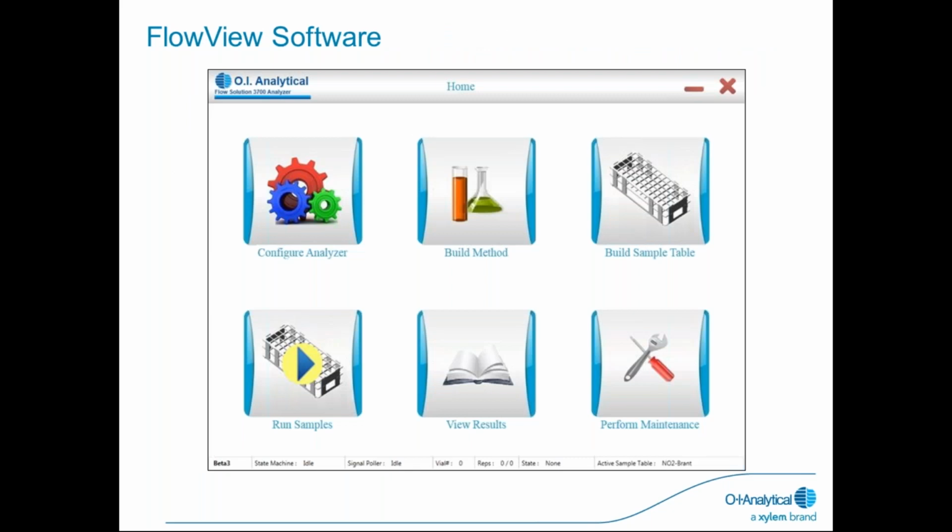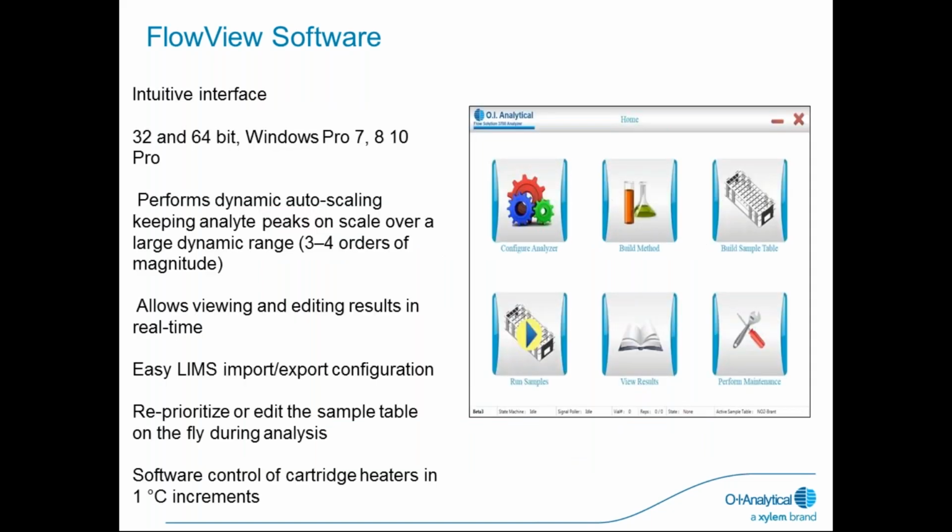We'll move on to the FlowView software. It's nicely laid out. We have configure analyzer, build method, build sample table, run samples, view results, and perform maintenance on the instrument. It's intuitive software. It's 32 to 64-bit. It does work with Windows Pro 7, 8, and 10 Pro. We recommend Windows 10 Pro now since the support of Windows 7 has ceased.